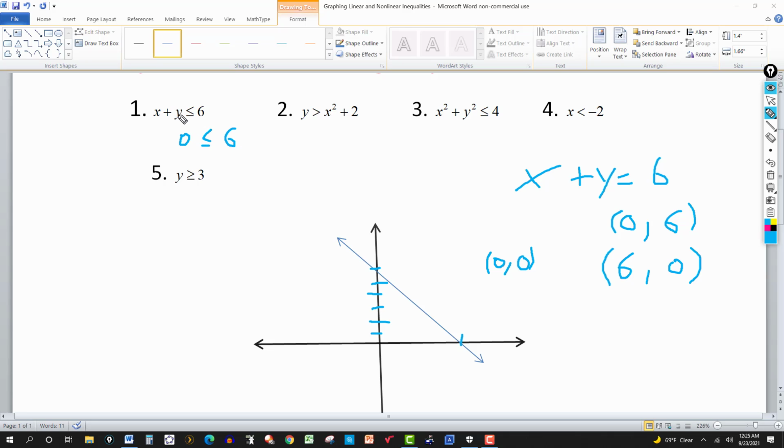Now notice if I had this greater than or equal, then it would be 0 greater than or equal to 6. That would be false. So in that case, I shade the other side. But in this case, I get a true statement.